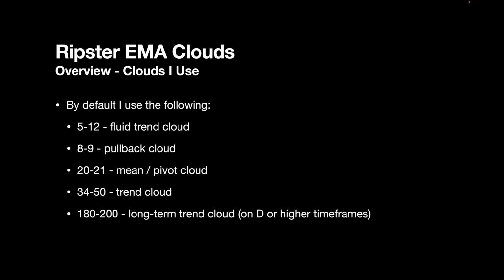So this is what we're monitoring to make sure that we're still sort of bullish or bearish on the day or on the week, whatever time frame you're looking at. And we can talk about Ripster's golden rule of trend, which uses the 3450. We're going to talk about that in a second. The 180-200 is a long-term trend cloud. I typically use this just on the daily or higher time frames.